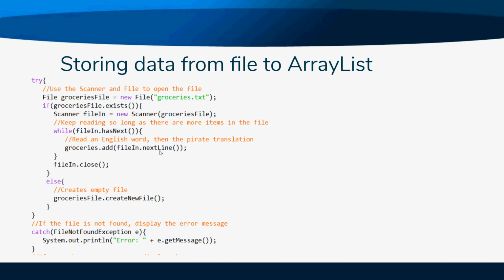Then it's going to read in milk and add milk to the groceries array list. Then peanut butter, and then it's going to add peanut butter to the groceries list. And donuts, of course, we have to add donuts to our list because what would a grocery list be without donuts? As soon as it finishes reading the last line and adding that to the list, it will fall out of this loop and then close the file.